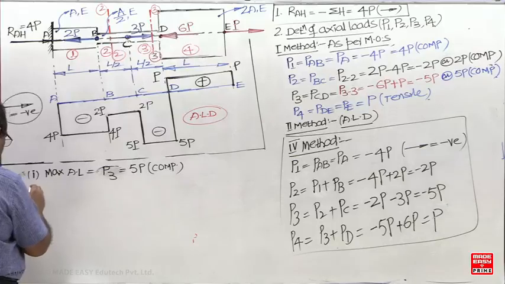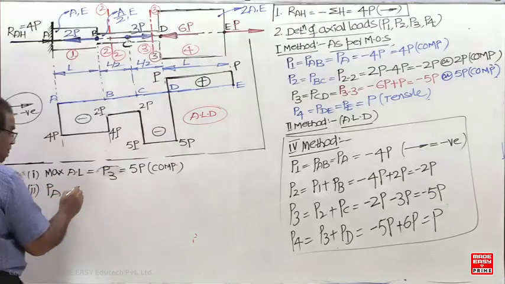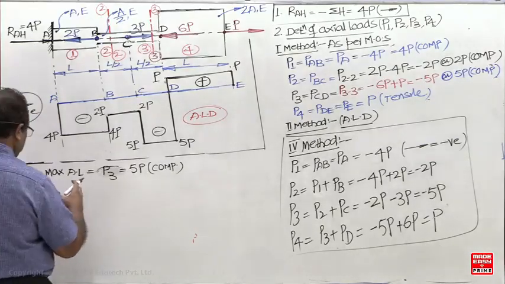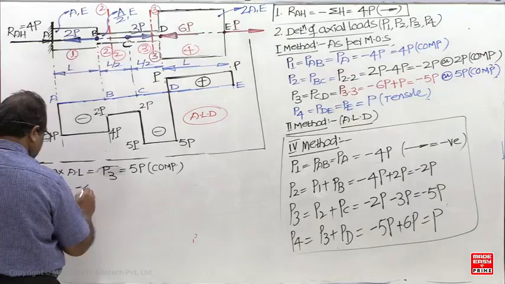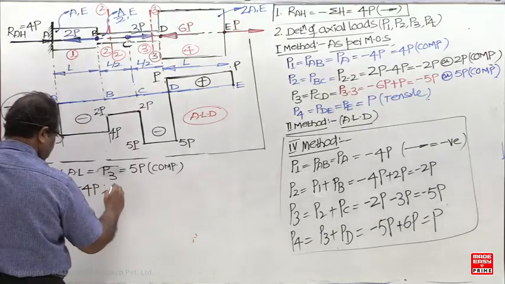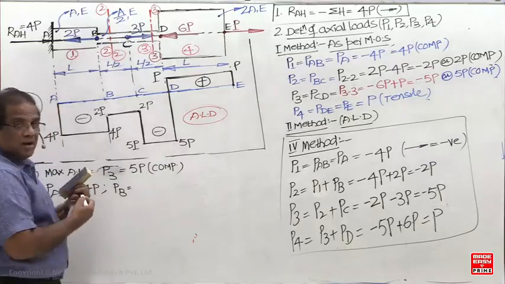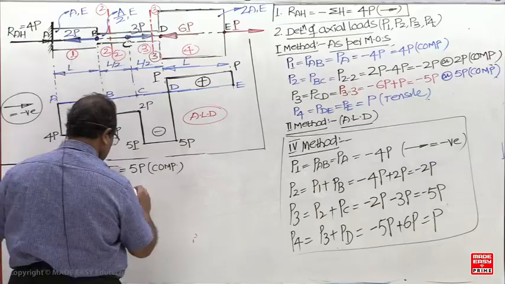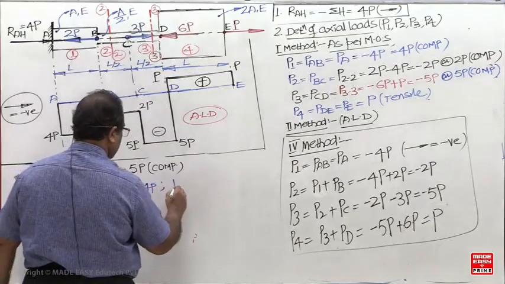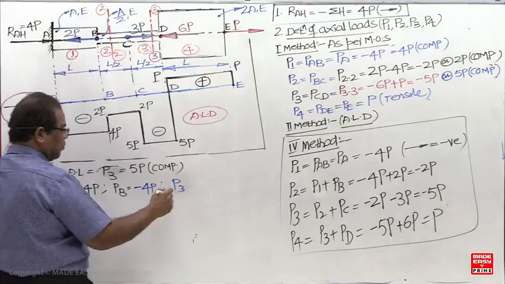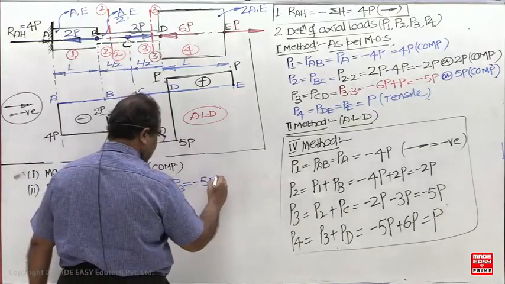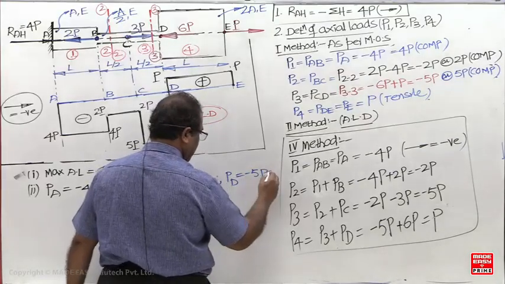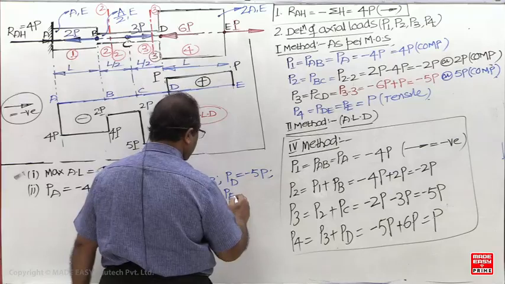Then the axial load at different cross sections. At A, only one load is there. What is the value? Minus 4P. At B, what is the larger of these values? Minus 4P. At C, what is the larger of this value? Minus 5P. At D, the larger of this value is minus 5P. At E, only one value, P.